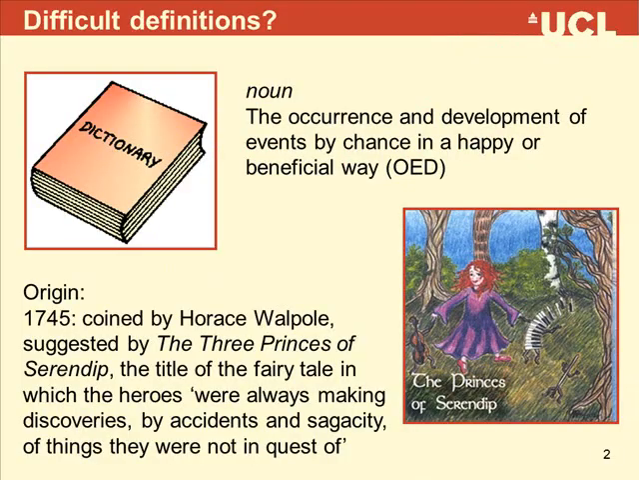So what is serendipity anyway? Well, there's no single agreed definition, but the Oxford English Dictionary defines it as the occurrence and development of events by chance in a happy or beneficial way. And it highlights that the word was originally coined after a fairy tale, The Three Princes of Serendip, where the princes were always making discoveries by accidents and sagacity of things they were not in quest of.